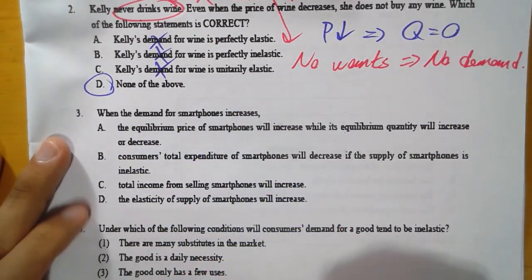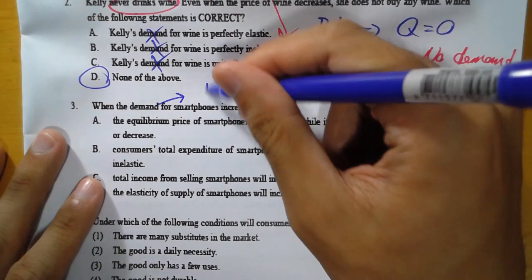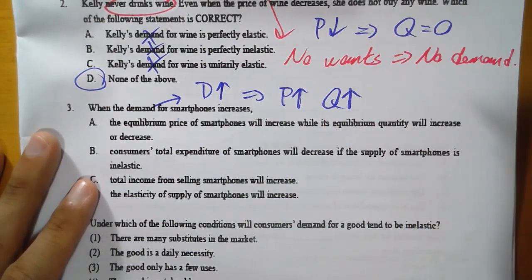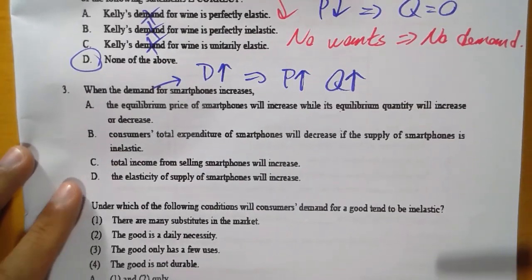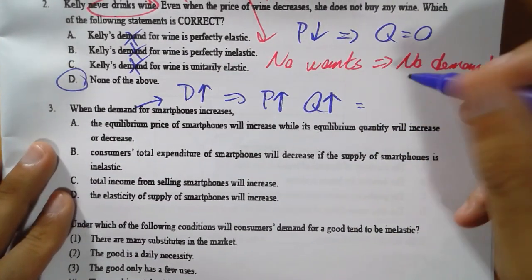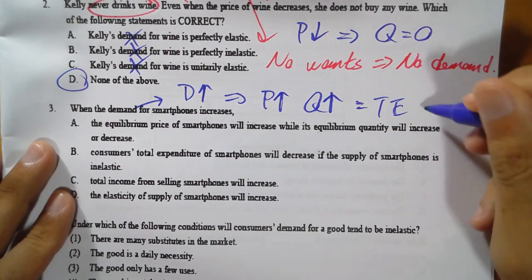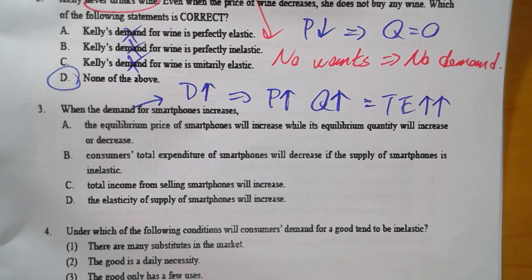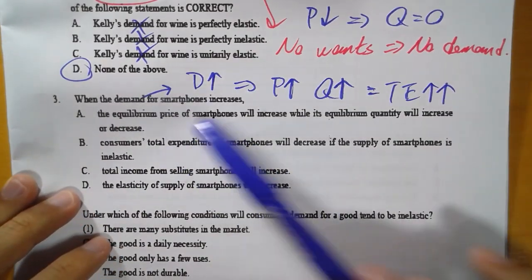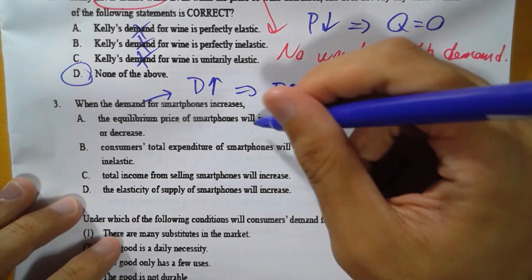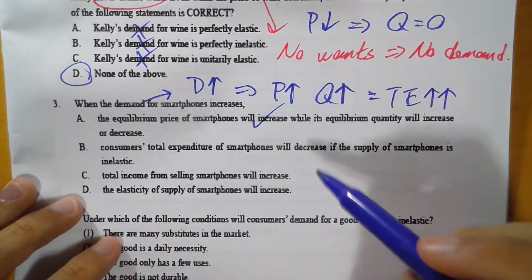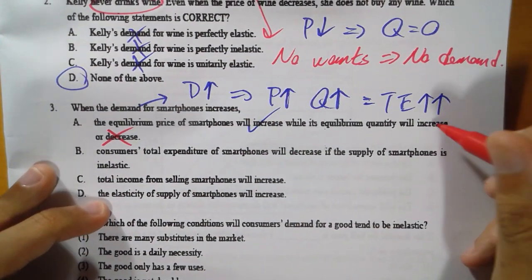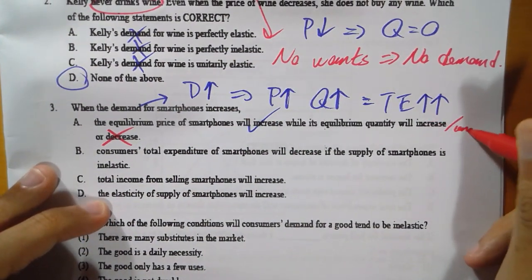When demand for smartphone increases, remember, demand increase means P increases, Q also increases. If P increases and Q increases, that means TE must also increase. I think you remember the logic, right? So let's see. Price will increase. Yes, that is true. Q will decrease? No, impossible. It will not decrease. It's either increased or unchanged.